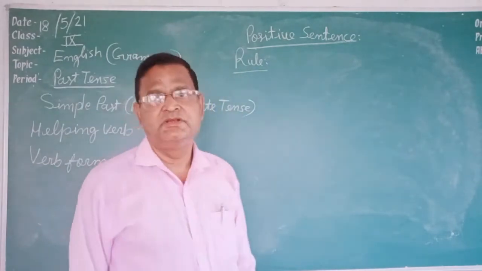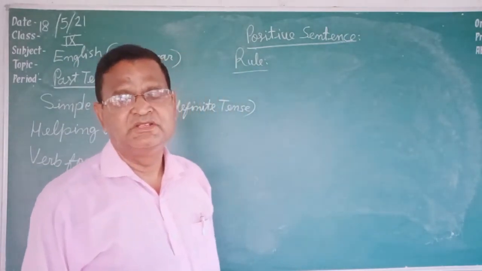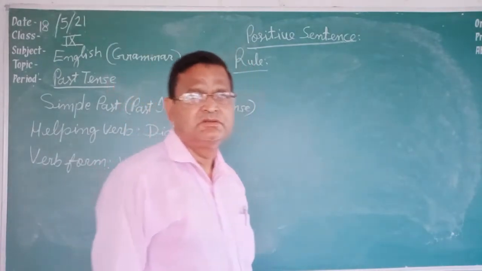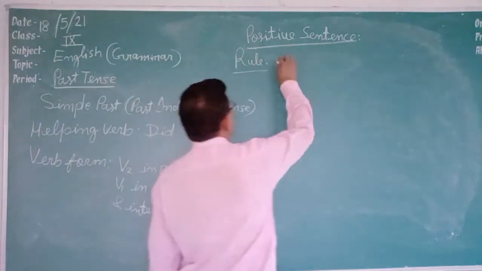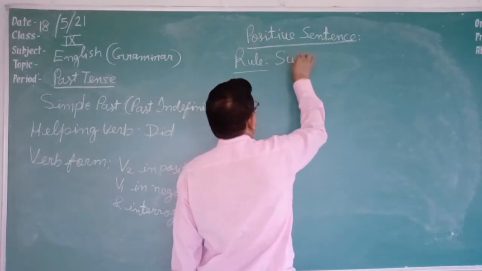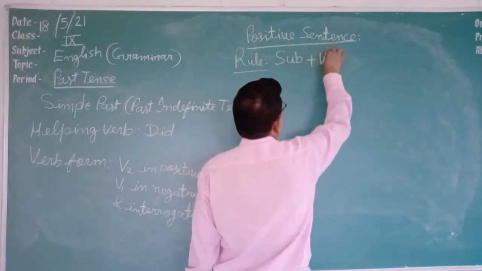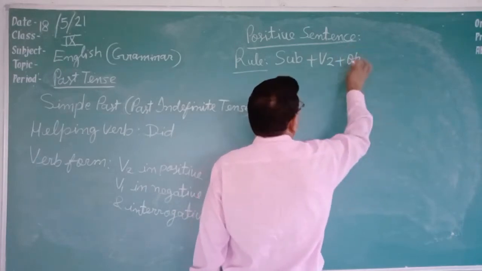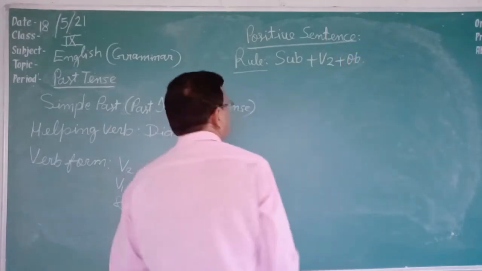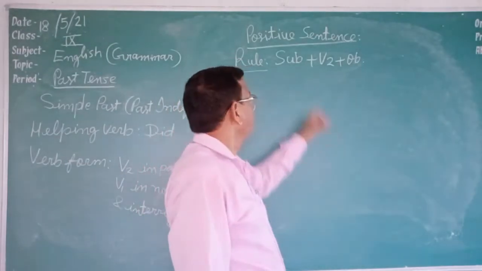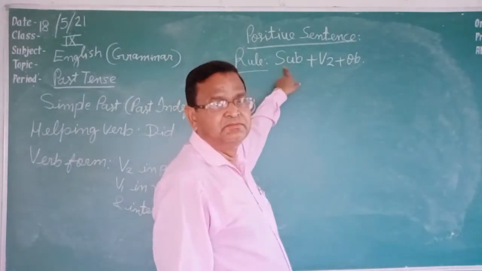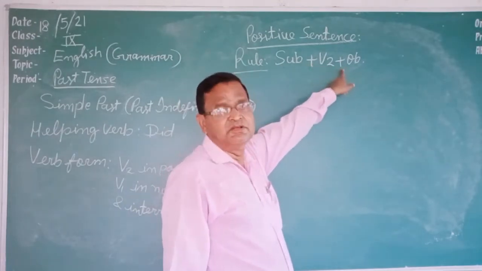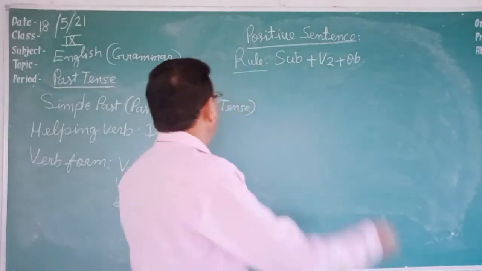Now let's see the rule of the positive sentence. Write down the rule of the positive sentence of simple past. The positive sentence rule is subject plus verb second form plus object. This is the rule. Subject plus verb second form, then object. Very short rule here. You can take an example.